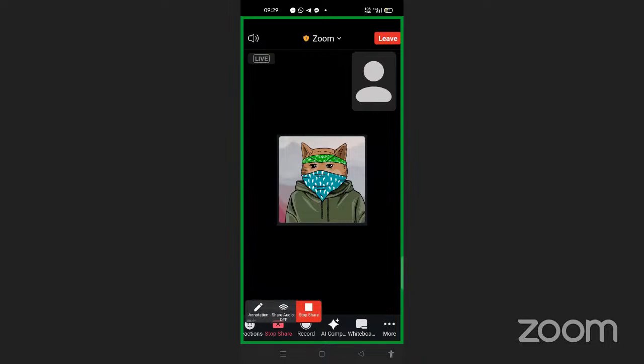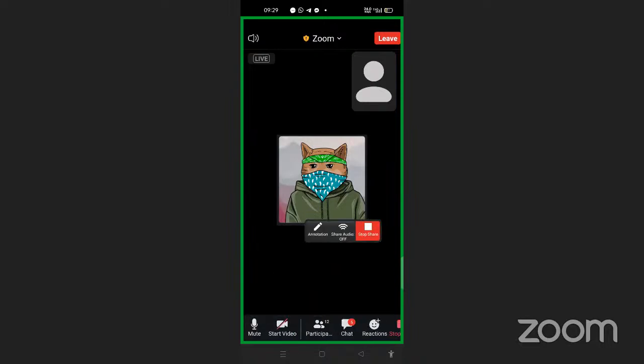Yes. Minimize the Zoom and open your Bybit. Because I don't know where it has disappeared to now. No. There is a minimize button, like on the three buttons down there. If you click the three lines, it will minimize the screen.